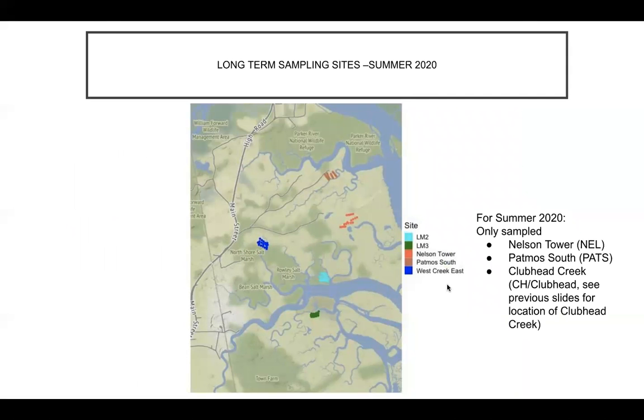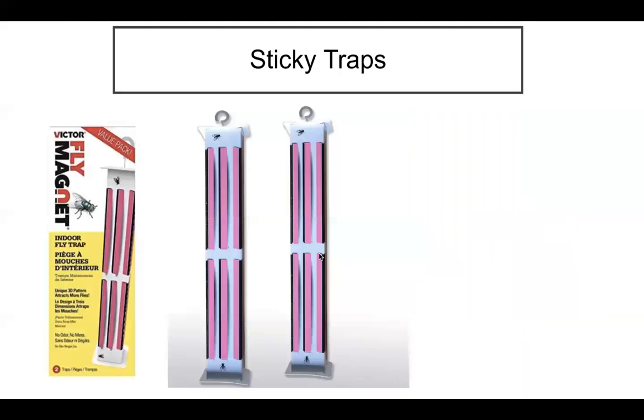Okay, so again, just as a refresher, these are the sites that we sampled in 2019, and then in 2020, we only sampled at these sites. We didn't sample at the two boat sites. So this is what the sticky traps look like.